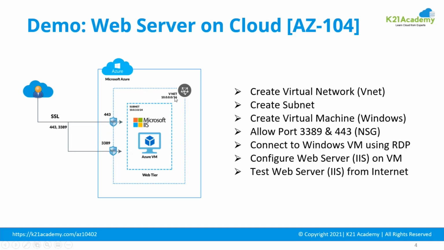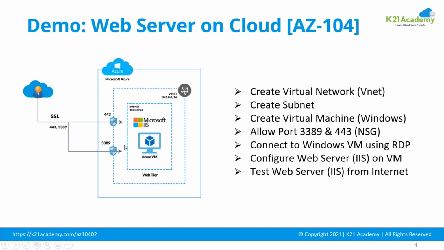So we'll be creating a subnet. Inside that subnet, I'm going to create a virtual machine. Now, in order for me to connect to this virtual machine over the internet, I'll be connecting using RDP, Remote Desktop Protocol, or RDC, Remote Desktop Connection. And that connection happens over port 3389. So I'll be opening up port number 3389 as well.